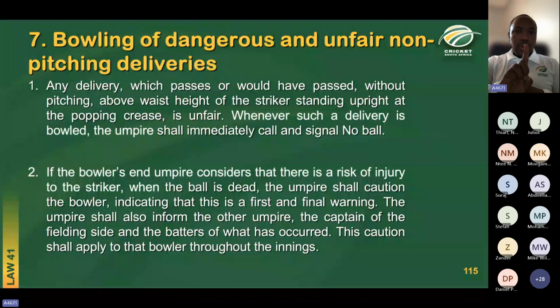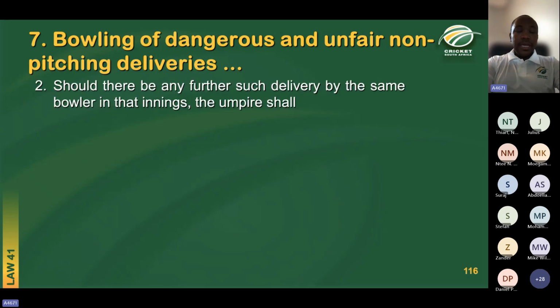And it's important to notify the batters at the crease as well as the fielding captain of this first and final warning that shall apply to that bowler throughout the rest of the innings. Should there be any further delivery by the same bowler that is a full toss above waist height directed at the striker, the umpire shall call and signal no ball.